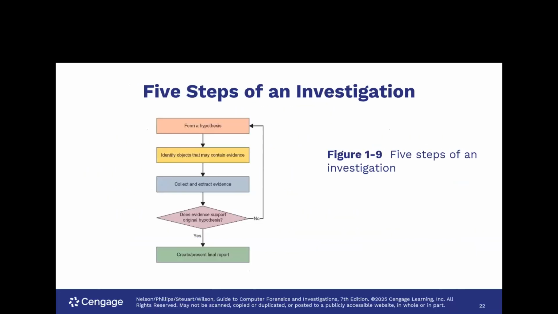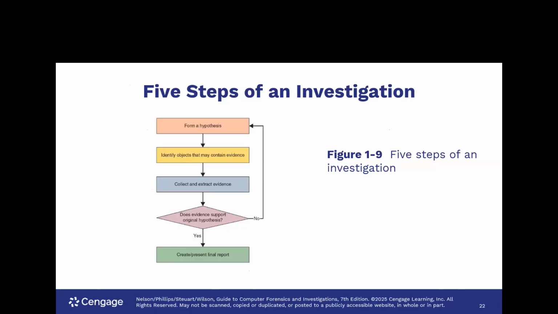So, this diagram here is going to show us the 5 basic steps of an investigation. First, you form a hypothesis about what happened. Second, you identify where evidence might exist. Third, collect and extract the evidence. Then, when you're analyzing the evidence, you want to determine whether it supports or disputes your hypothesis.